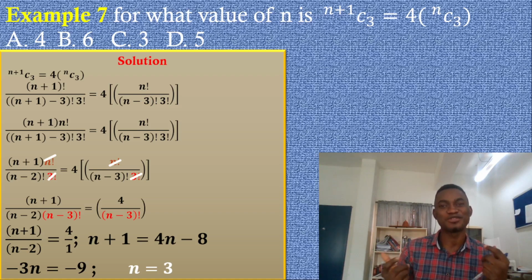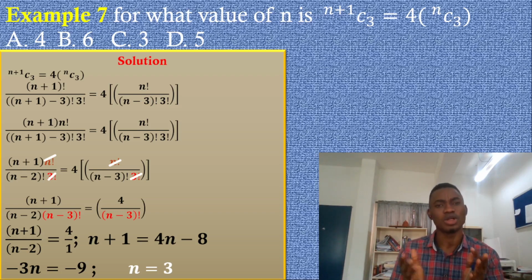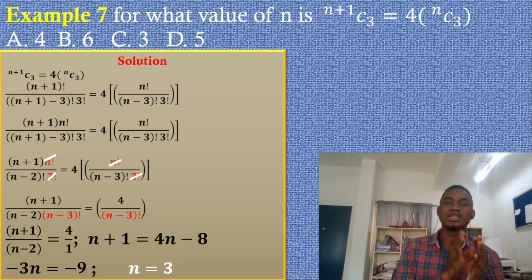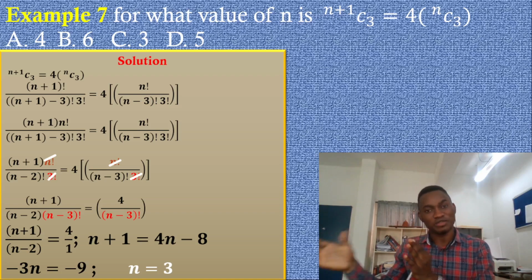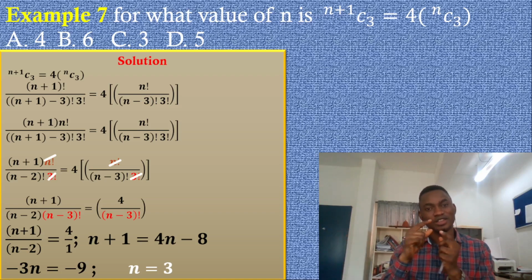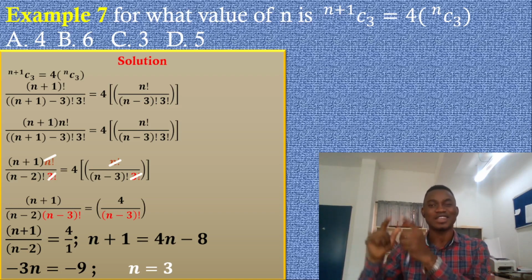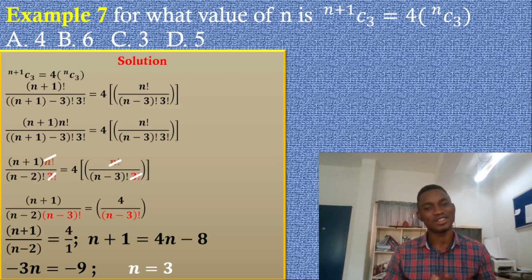Guys, I believe with this, you have learned how to take care of your factorials. It's very, very simple. Just know that n factorial is the same as n times n minus 1 factorial. Or you can simplify further to have n factorial equal to what? n times n minus 1 times n minus 2 factorial. And it's just so simple.